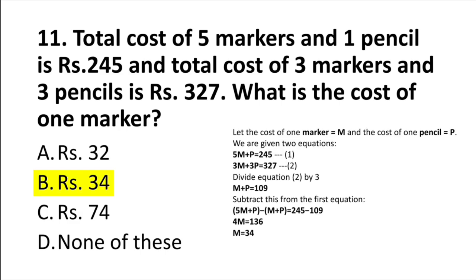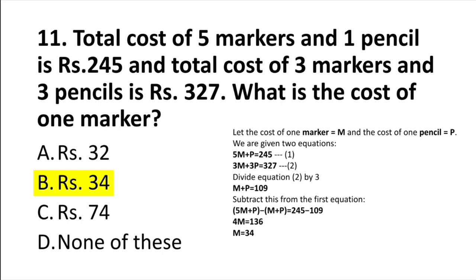Let's see the detailed solution. Let the cost of 1 marker be M and the cost of 1 pencil be P. We are given two conditions, two equations we can say. 5 markers plus 1 pencil means 5M plus P equals 245. The second condition was the total cost of 3 markers and 3 pencils, 3M plus 3P equals 327. We have these two equations.